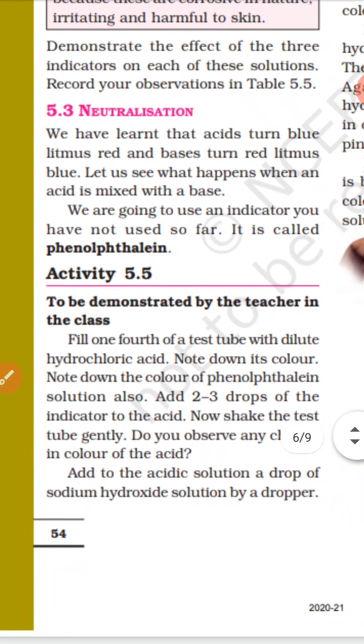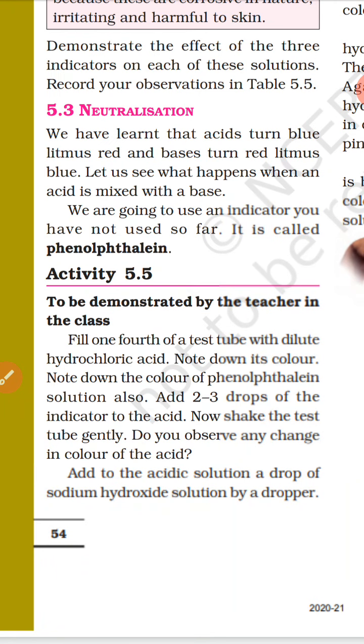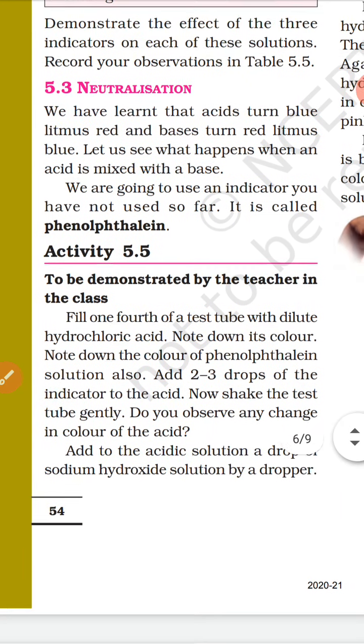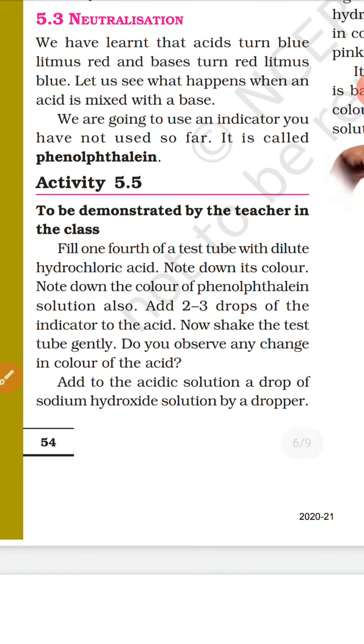So we will see the activity 5.5 to be demonstrated by the teacher in the class. Fill 1/4 of a test tube with dilute hydrochloric acid. Note down its color. Note down the color of phenolphthalein solution also. Add 2 to 3 drops of the indicator to the acid. Now shake the test tube gently. Do you observe any change in color of the acid?